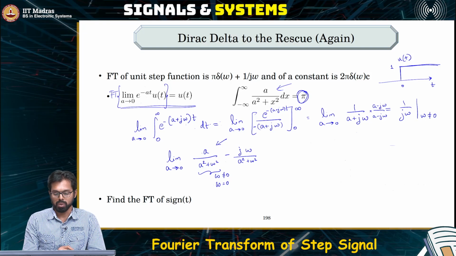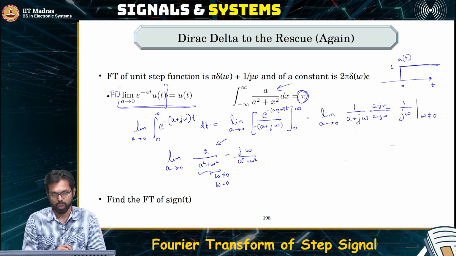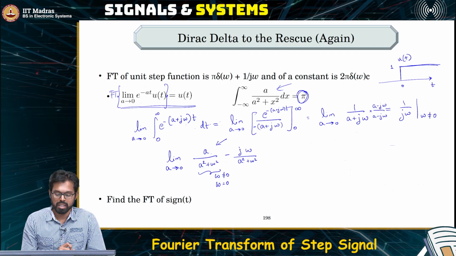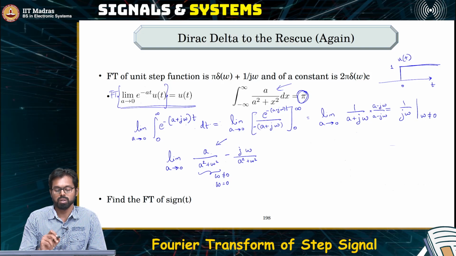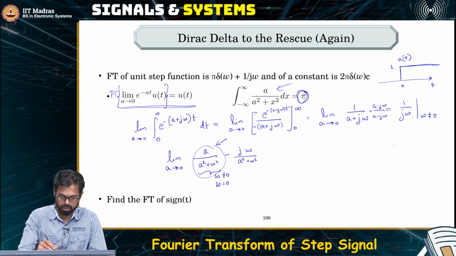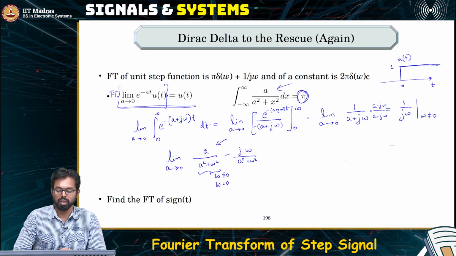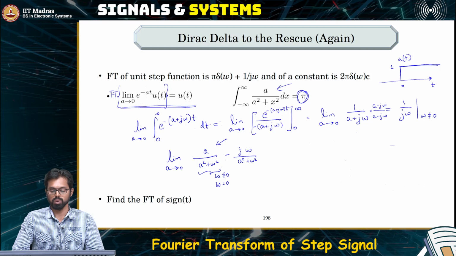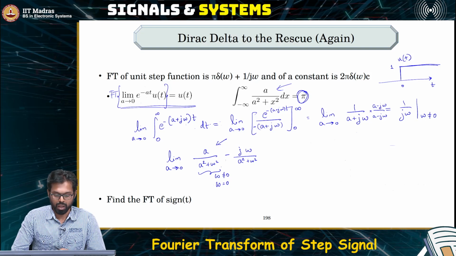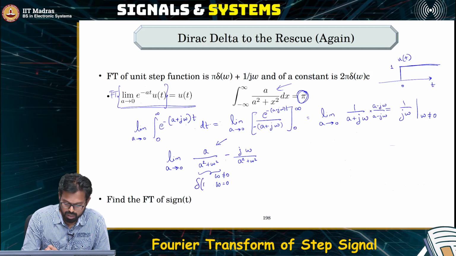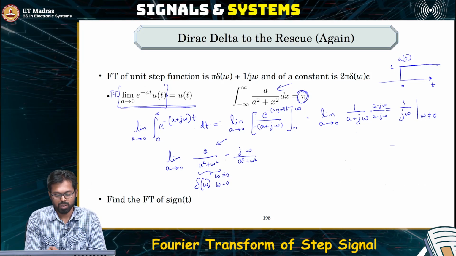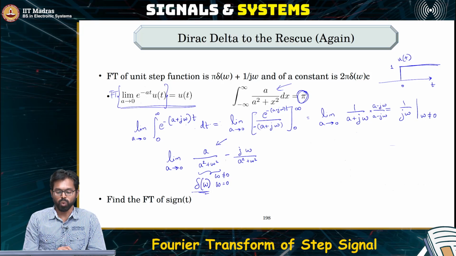If we apply L'Hopital, what we will get is 1 by 2a, which will go to infinity. So we can now clearly say that this term alone will go to infinity when omega is equal to 0. In all other cases, it goes to 0. In other words, we can say that this is a Dirac delta. But the area of this Dirac delta is always 1.